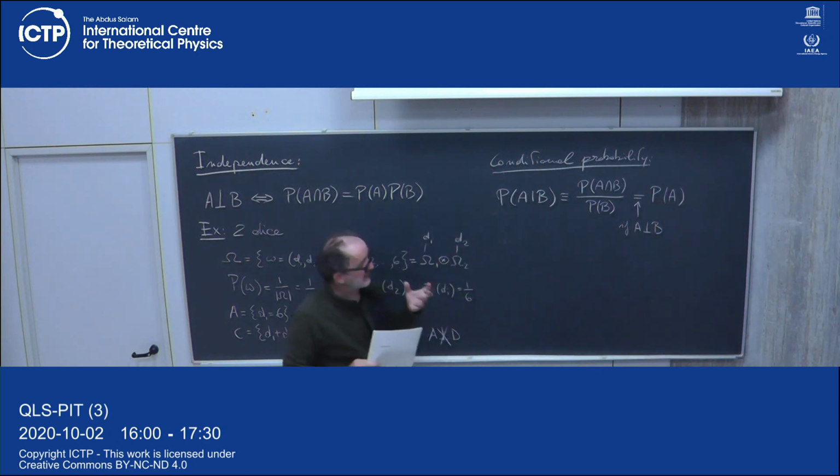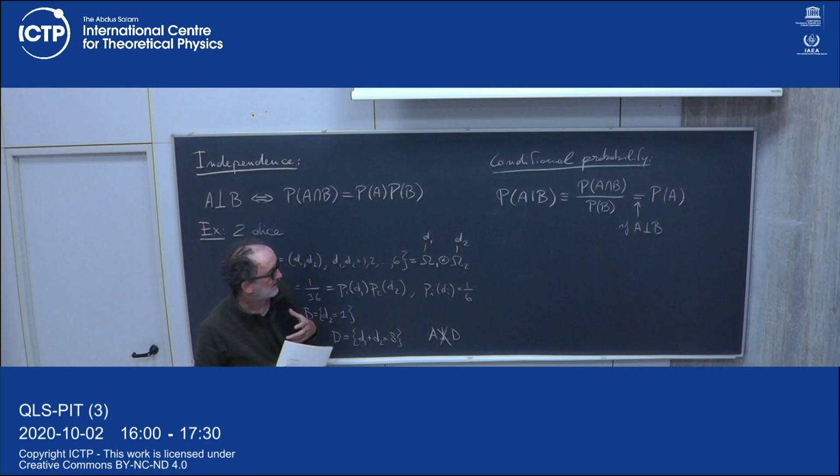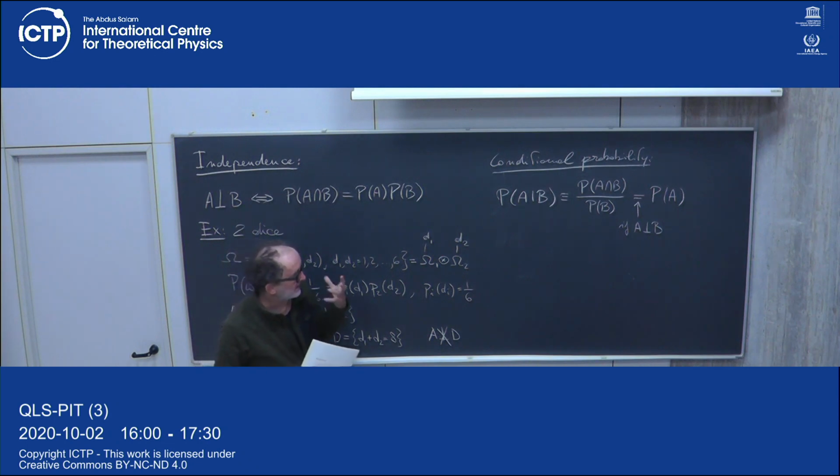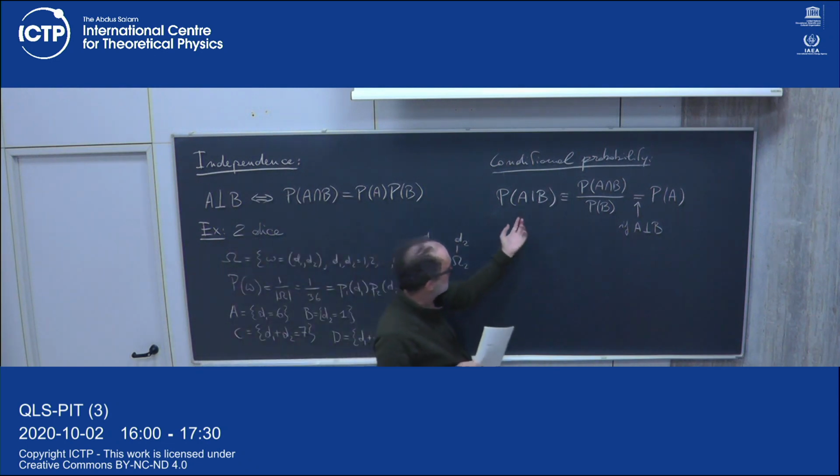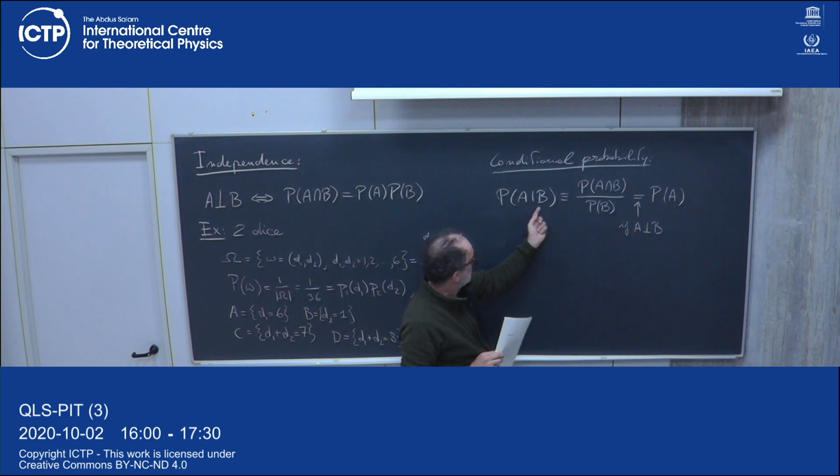So now you see an intuitive understanding of what independence means. It tells you that whether event B occurs or not does not give you any information on whether A occurs or not. Okay? So in some sense this means exactly that the occurrence of event A is independent of the occurrence of event B.